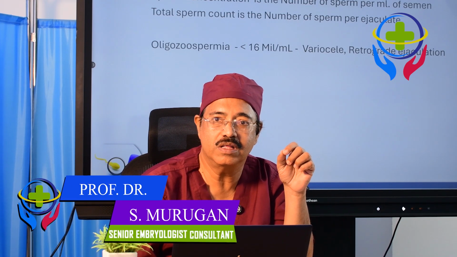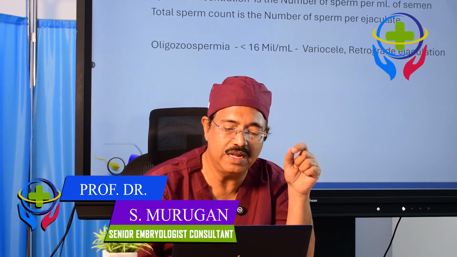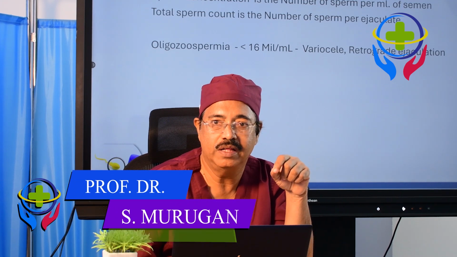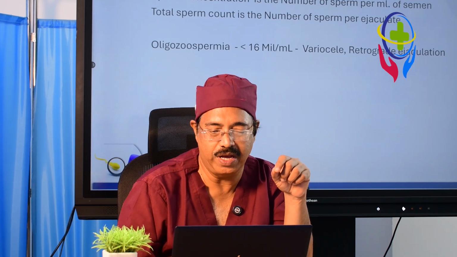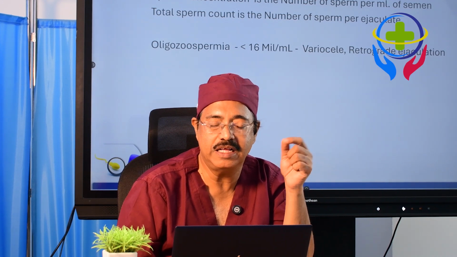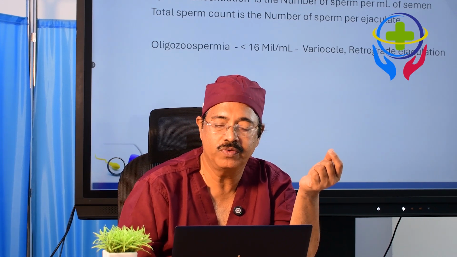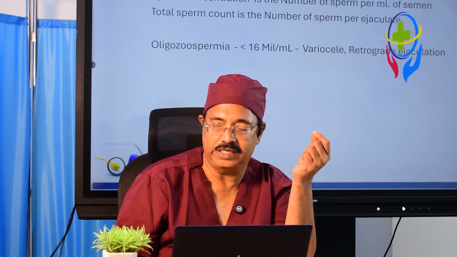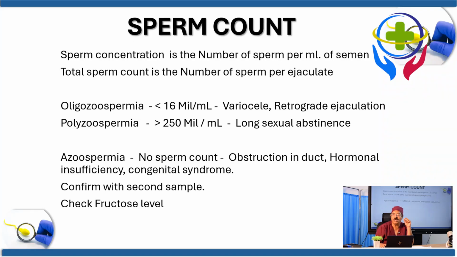If the sperm concentration is less than 16 million per ml, then we call it oligozoospermia. This condition may be due to varicocele or retrograde ejaculation. The clinician or andrologist will diagnose the problem of this male infertile patient. If it is more than 250 million per ml, we call it polyzoospermia. This condition is mainly due to a long sexual abstinence gap.